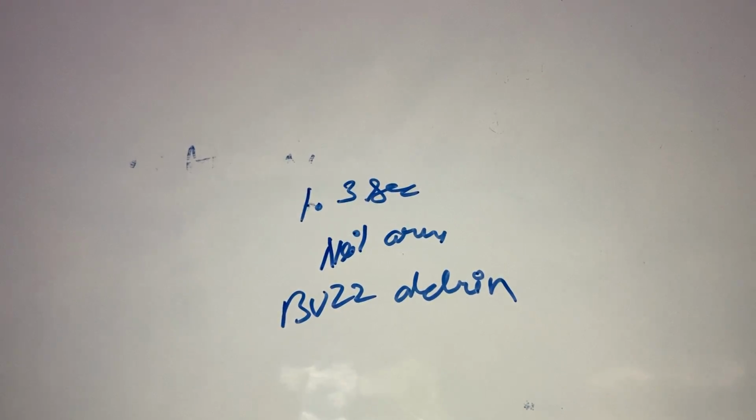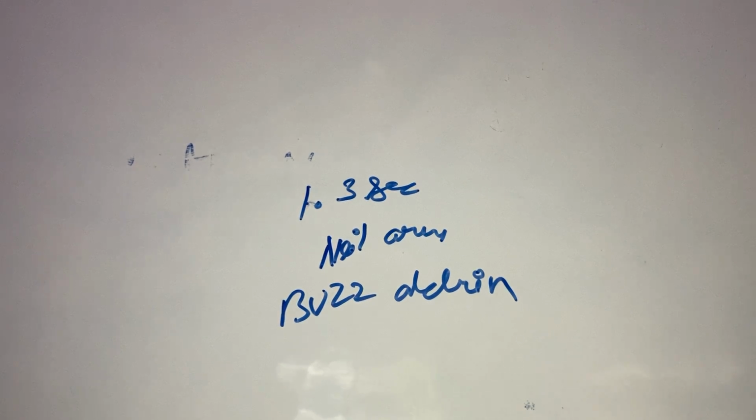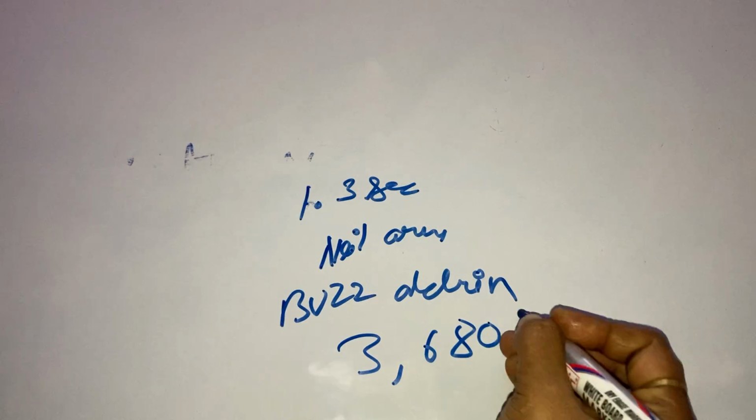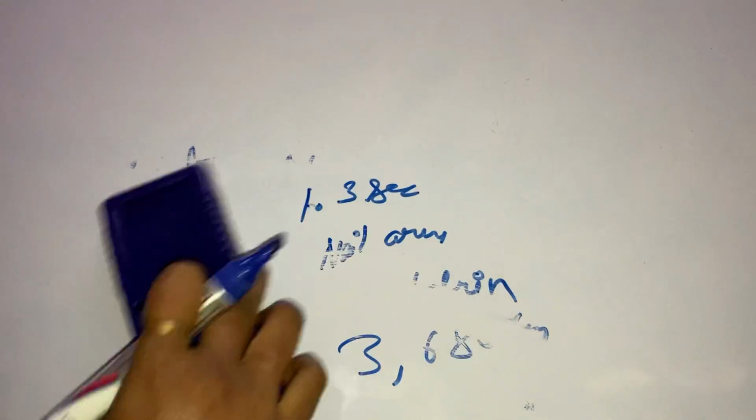So let's discuss some facts about the Moon. The distance from the Earth is 382,200 kilometers, and the speed of revolution around the Earth is 3,680 kilometers per hour.